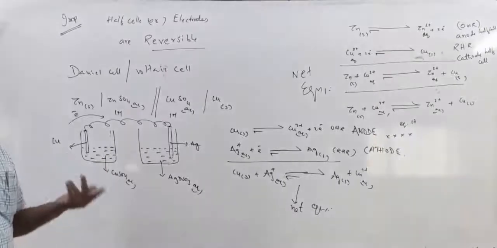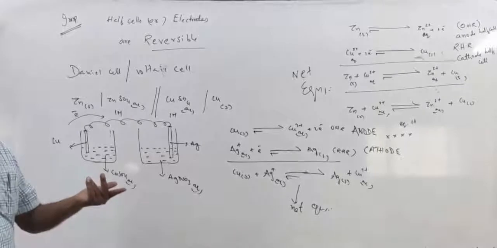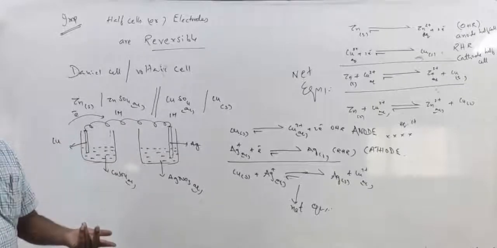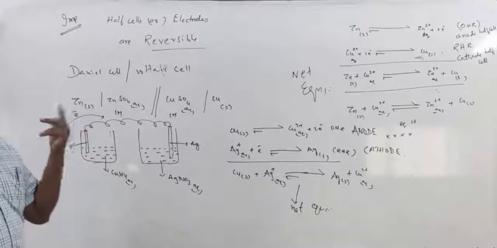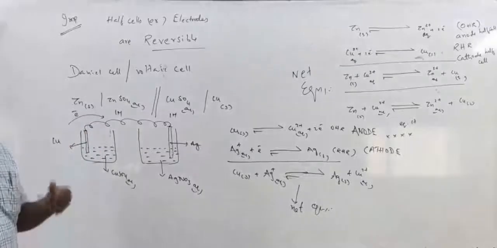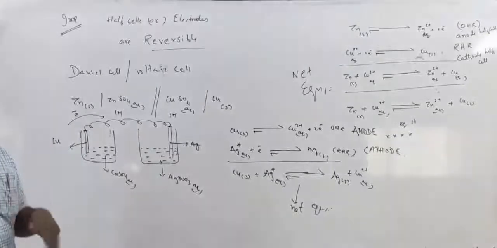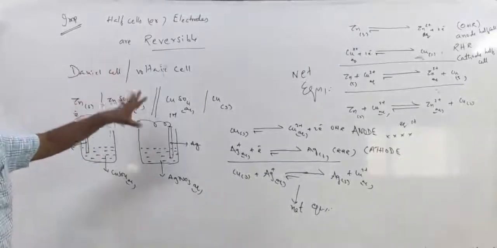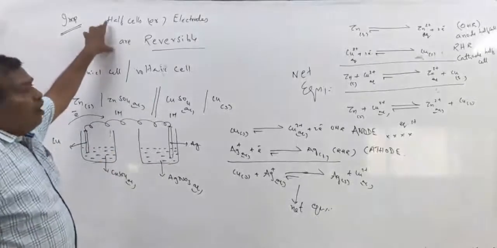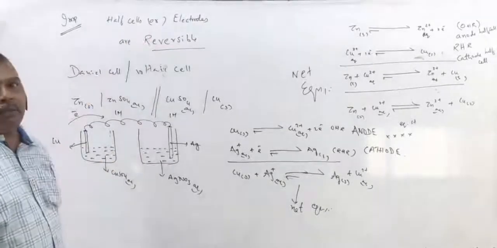So depending on the other electrode with which it is connected, the electrode may undergo either oxidation or reduction, meaning it may lose electrons or gain electrons. So depending on that, we can say half cells are reversible.